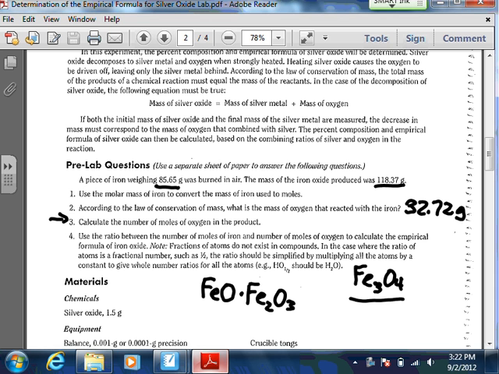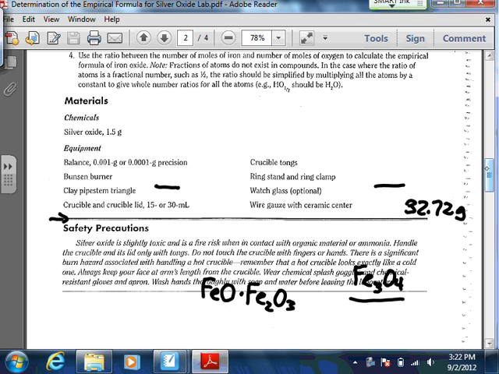Okay. All right. So there's the pre-lab. Now once we get to the post-lab, let me scroll down here. That's going to keep my stuff. I'm going to erase this.